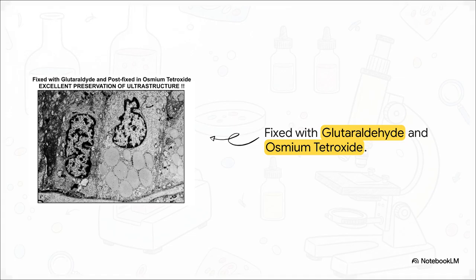Now check out the difference when it's done right. This tissue is perfectly fixed using that two-step glutaraldehyde and osmium tetroxide method. The cellular architecture is preserved with breathtaking clarity. The nucleus is totally intact with sharp chromatin details, and those large, smooth lipid droplets are locked perfectly in place, exactly where they belong. It's literally night and day.